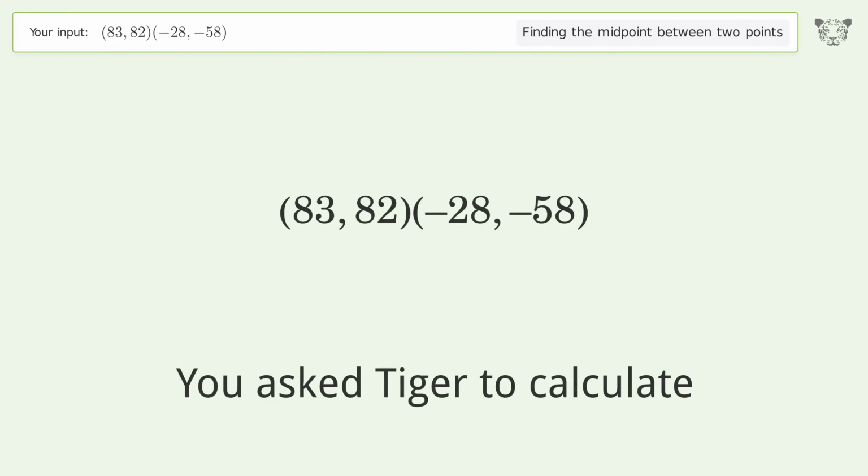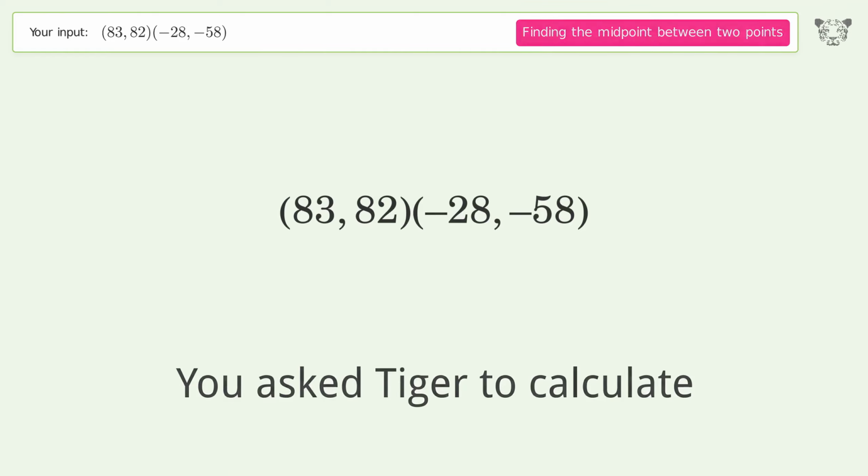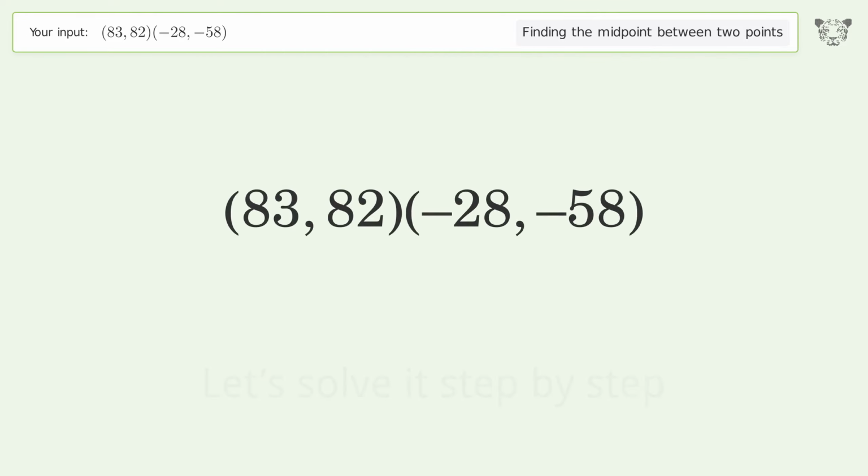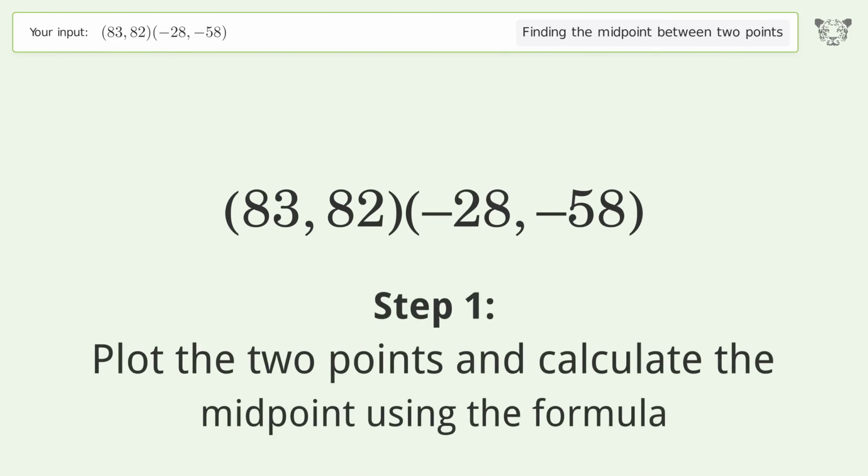You ask Tiger to calculate. This deals with finding the midpoint between 2 points. The midpoint between the 2 points is 27.512. Let's solve it step by step. Plot the 2 points and calculate the midpoint using the formula.